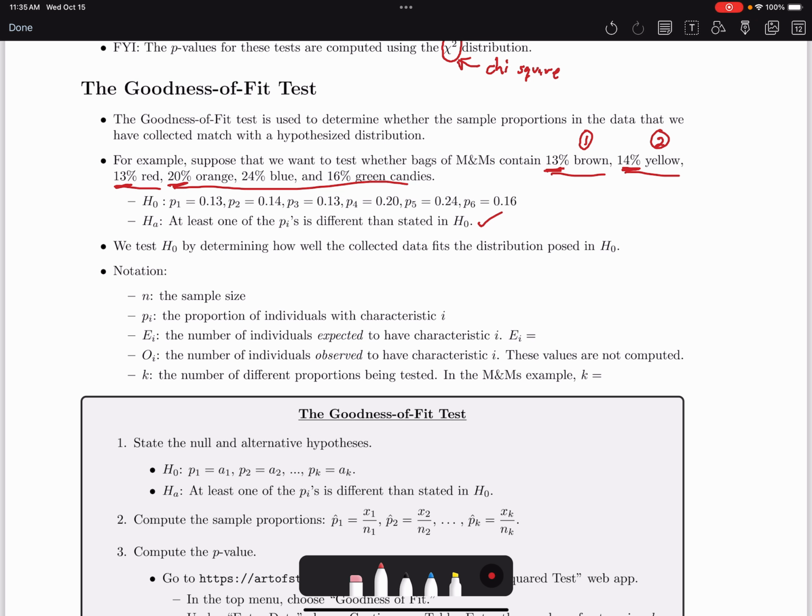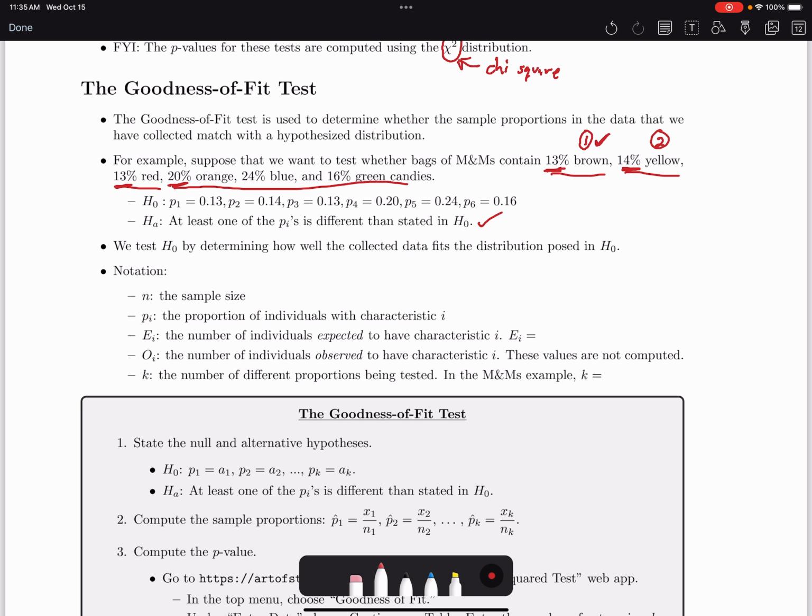So we're going to test that null hypothesis by determining how well what we collected fits with the distribution posed in the null hypothesis. And some notation to get us started here. Little n, as usual, will represent the sample size. P sub I is going to represent the proportion of individuals with characteristic I. So, for example, here, P sub 1 was the proportion of brown candies, and P2 was the proportion of yellow candies. E sub I is the number of individuals expected to have characteristic I.